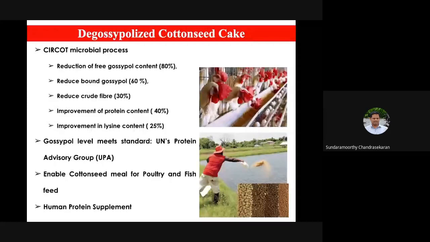And if we further refine this and the gossypol content is further reduced, we can even think of using this cotton seed cake as a protein supplement for humans as well, because that work is still going on. This one we were able to significantly develop, and Mr. Irfan Ali is the person who has taken up this venture.